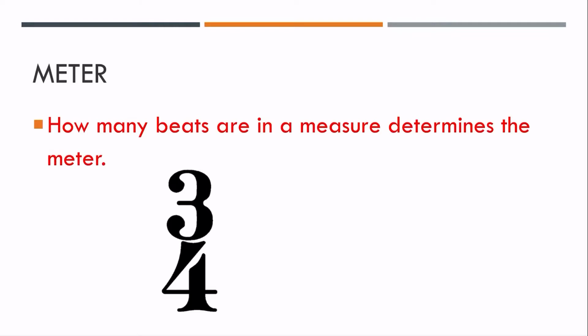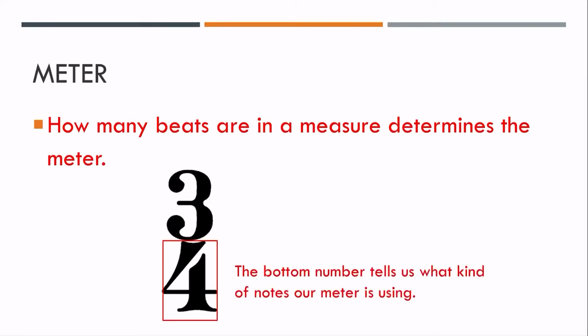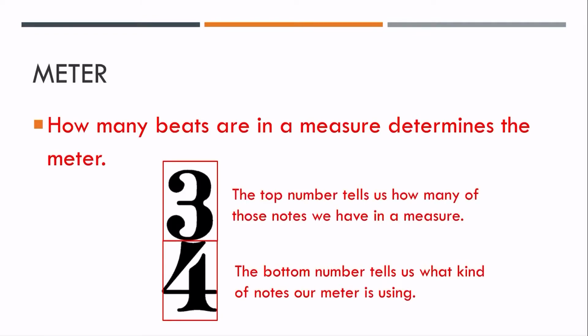Almost kind of like a fraction. There will be a number on top and a number on bottom. Each one of those numbers tells us a different thing. That bottom number is what we want to go to first. The bottom number tells us what kind of notes our meter is using, and I'll explain that in a second. The top number tells us how many of those notes we're going to have in a measure.